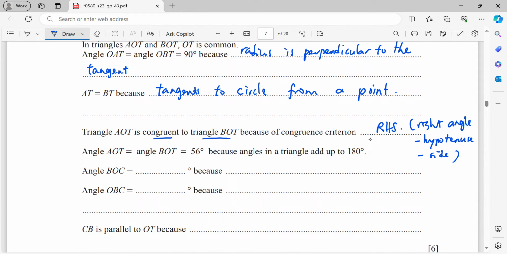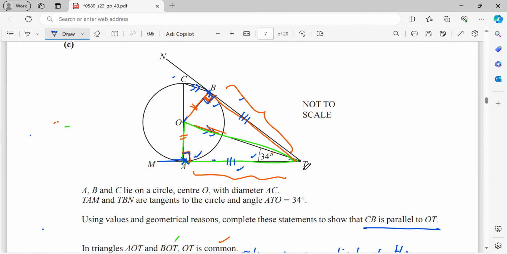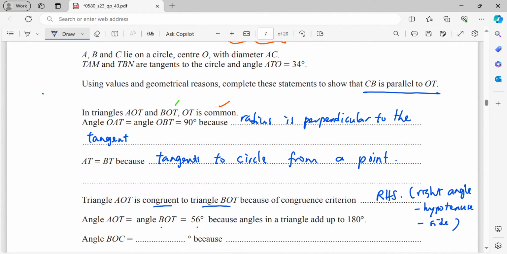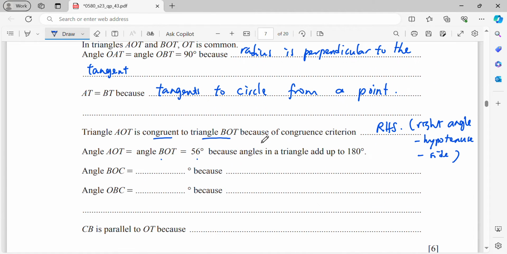Now angle AOT equals angle BOT equals 56 degrees. So AOT, BOT. So AOT here is 56, because angles in a triangle add up to 180 degrees. It's true because here is 90, then you have another 90 from 56 and 34. Then now, angle BOC equals how many degrees?